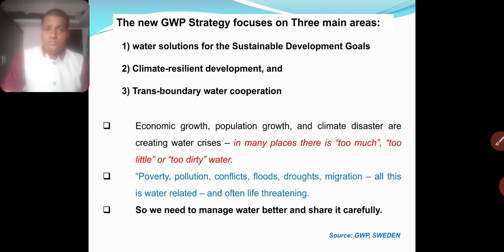The new global water partnership strategy focuses on three main areas. The first is water solutions for the sustainable development goals, second is climate resilient development, and third is transboundary water cooperation. Economic growth, population growth, and climate disasters are creating a water crisis. In many places there is too much, too little, or too dirty water, so you have to focus on this particular aspect. Poverty, pollution, conflicts, floods, droughts, migration, all these are water related and often life threatening problems. So we need to manage water better and share it carefully. These are the important aspects the global water partnership strategy focuses on, and in that they have given three important areas.